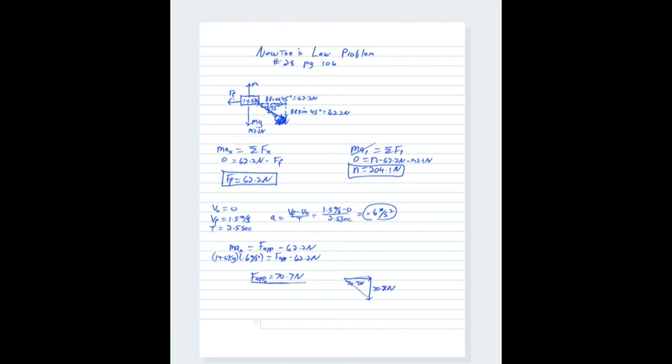We have to find the hypotenuse. So we use the Pythagorean theorem, 70.7 squared plus 70.7 squared, and you get 100 squared. So the answer is 100 newtons.